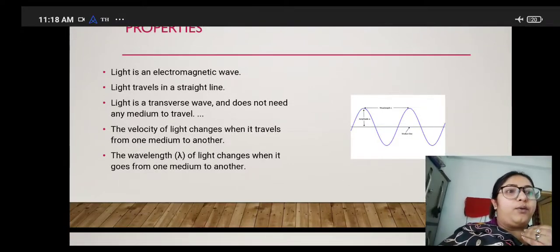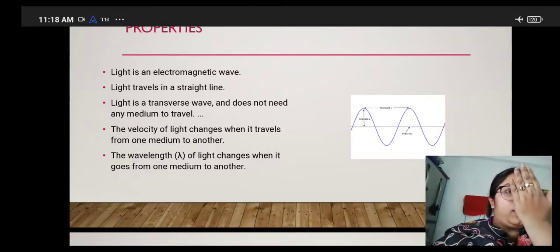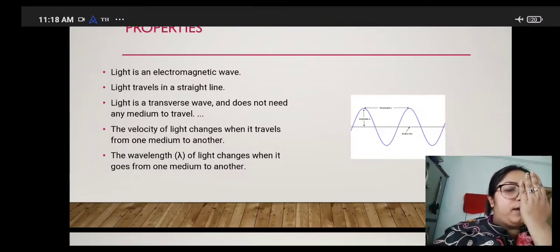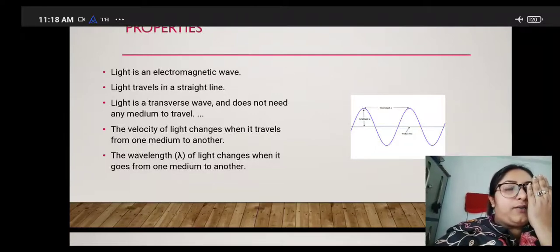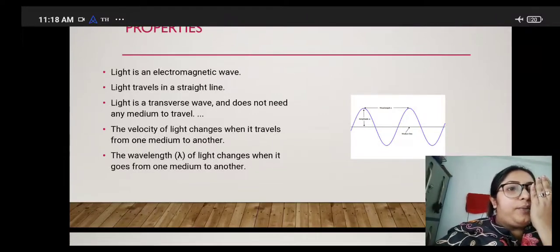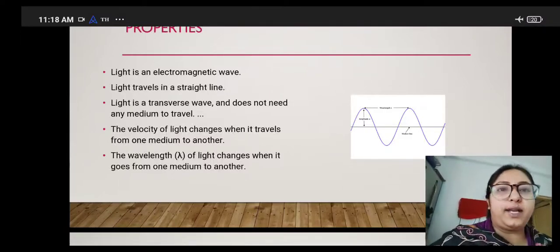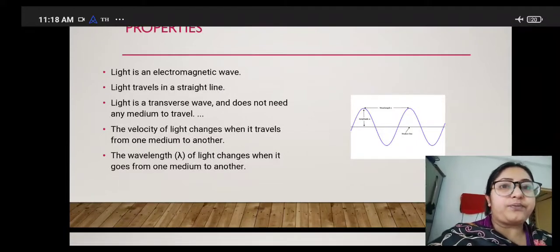See, when I'm recording the video, if I put the hand in front of my face, you cannot see this eye, because light travels in a straight line. If light traveled in a curved path, then it would have made its way out and you could have seen my eyes. So this proves that light travels in a straight line.